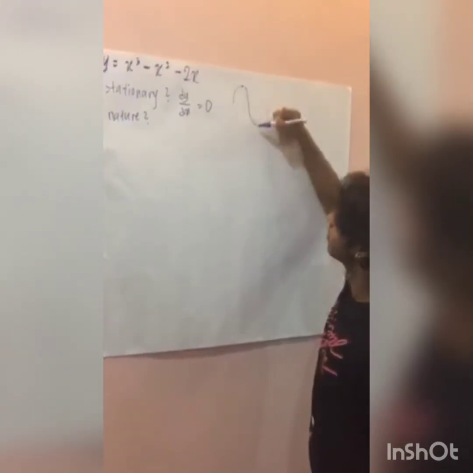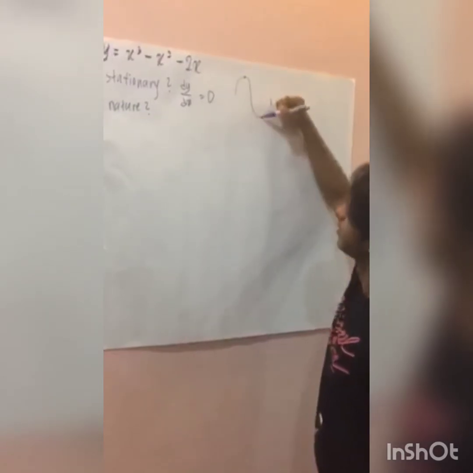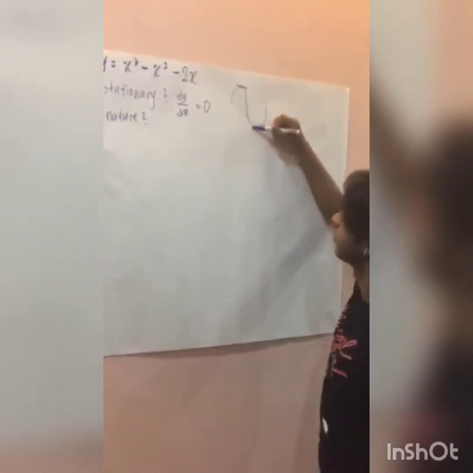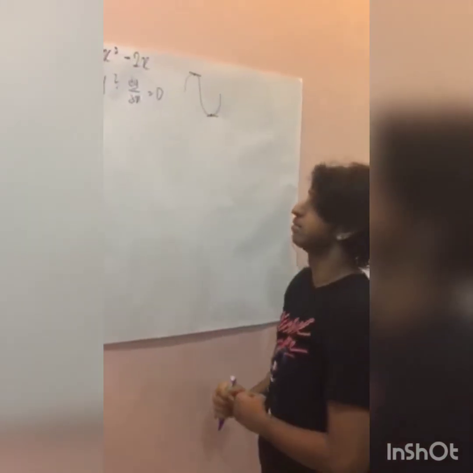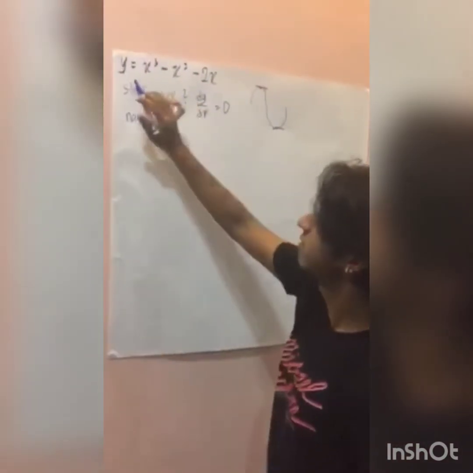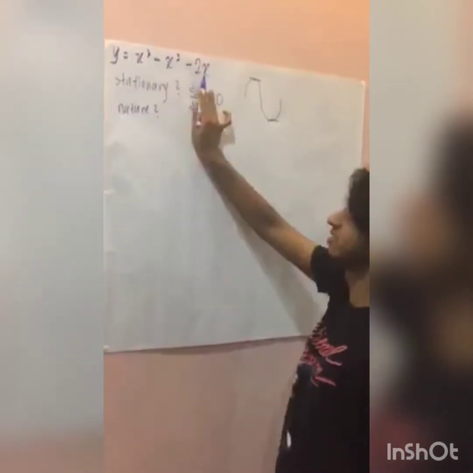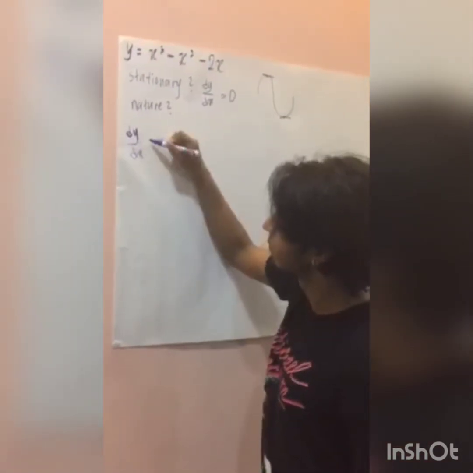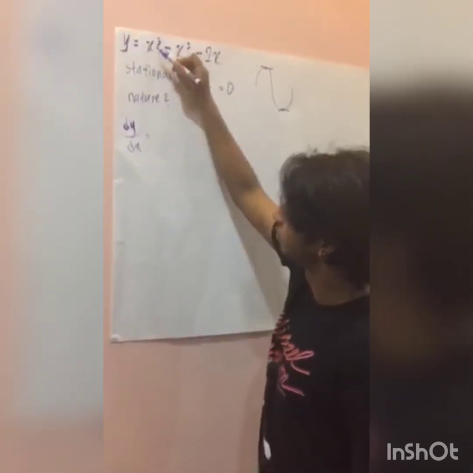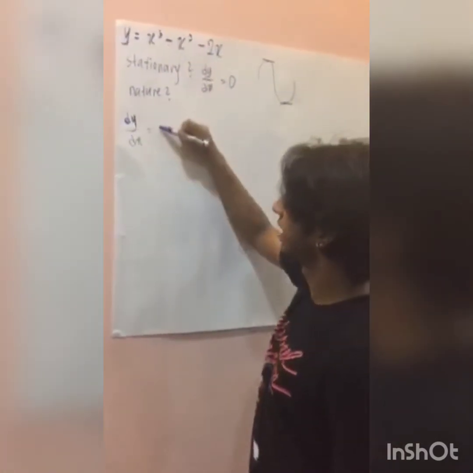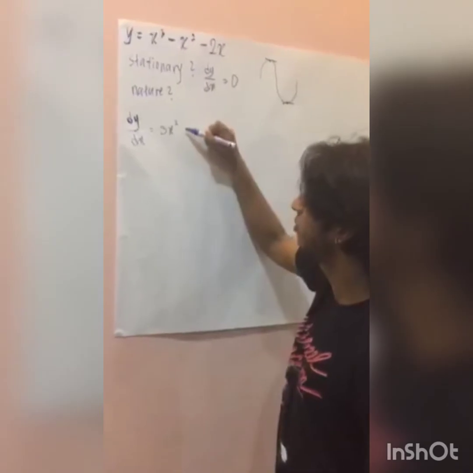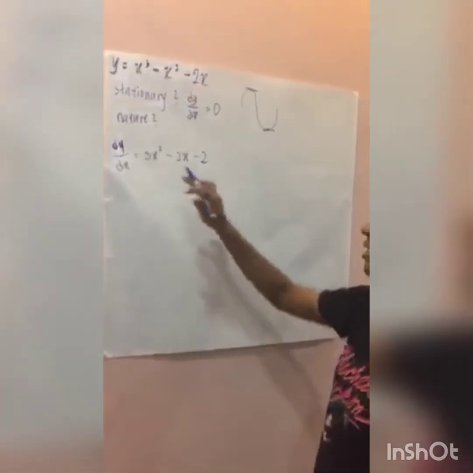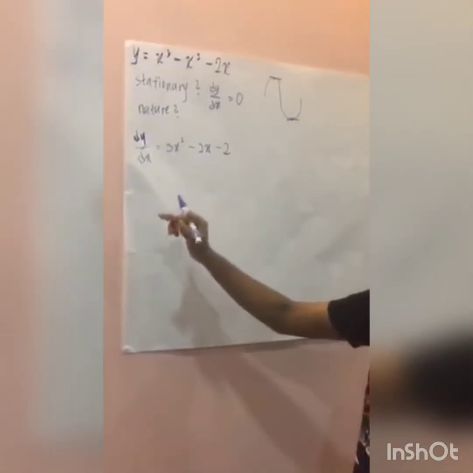This is the stationary point. At both these points, dy over dx is equal to 0. This here and here are the minimum point and the maximum point. Now, at first we're going to differentiate this equation. So dy over dx equals 3x to the power of 2 minus 2x minus 2. This is the equation after differentiation.